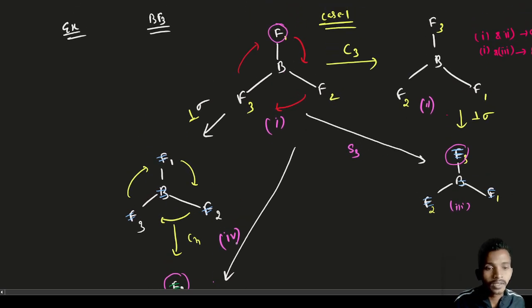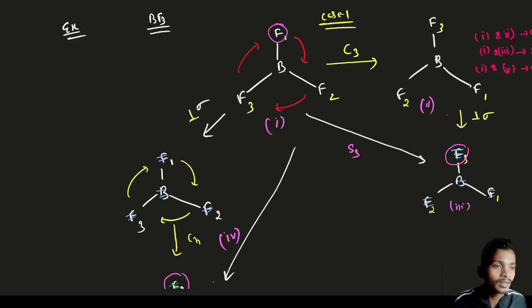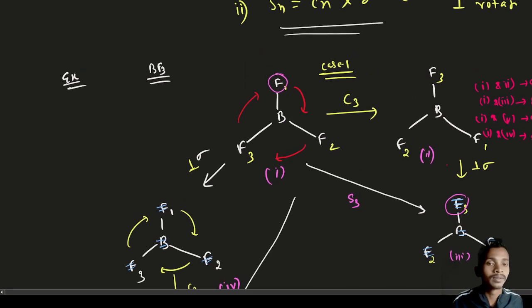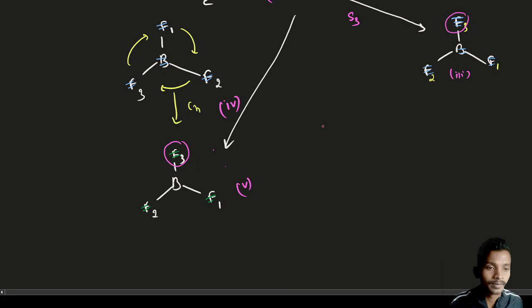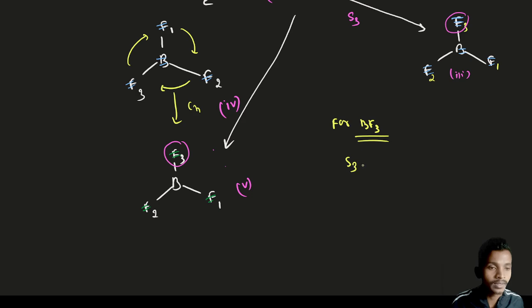So 1 and B are equivalent orientations. It means an S3 axis is present. And 1 and 4 are also equivalent because in place of F, F is there. So this is also equivalent, which means sigma is also present. So in the BF3 molecule, what you see is that S3 is present, C3 is present, and sigma is present.